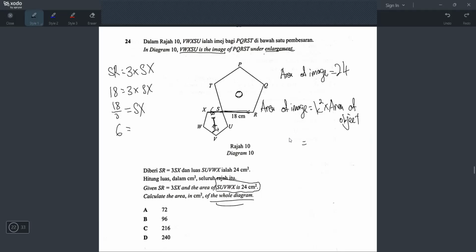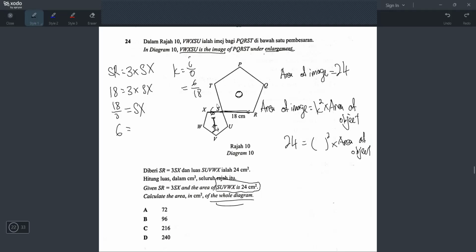We already know image is 24, but we have to ganti k here, right? K represents what? K represents scale factor. And what is the scale factor formula? Length of image bagi length of object. Length, not area, length. To calculate scale factor, you need to take length of image bagi length of object. So what is the length of image? A lot of you will go and put 18/6. Wrong. It's not 18/6. It's 6/18 because the image is 6, the object is 18.